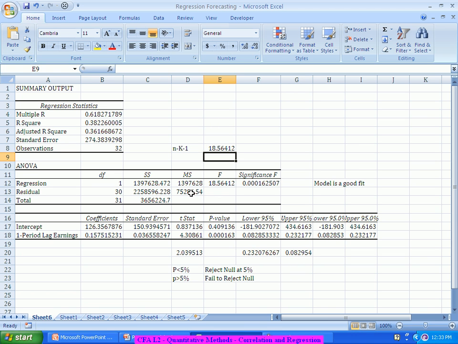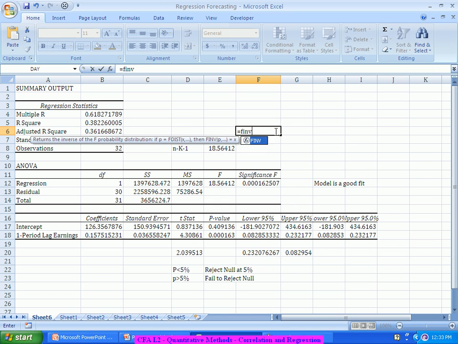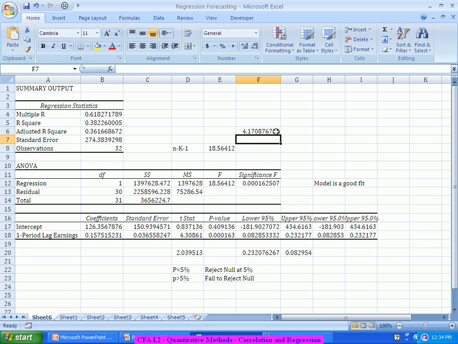Again, I will compare it with my table value. The critical value, if I am assuming a 5% level of significance, with 1 degree of freedom and 30 degrees of freedom, these are the two. It says 4.17 is the table value. The computed value is outside the table value itself. So we are rejecting the null hypothesis.